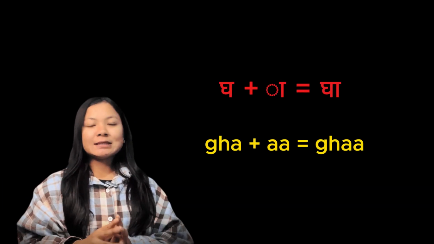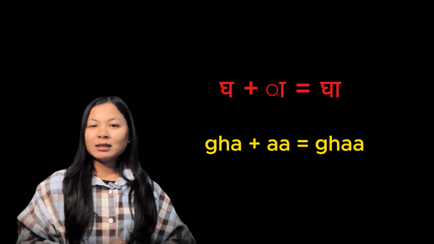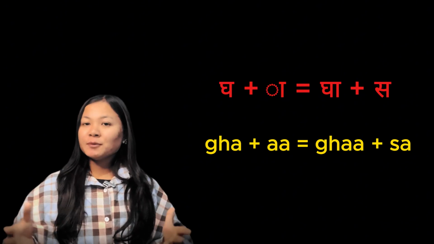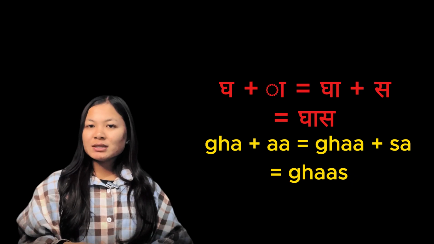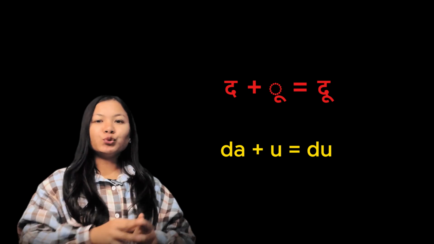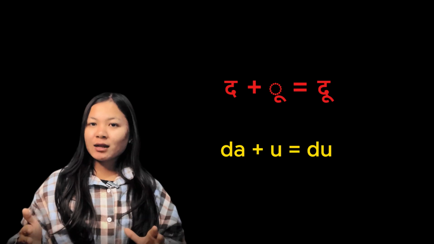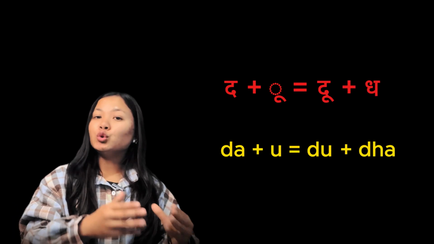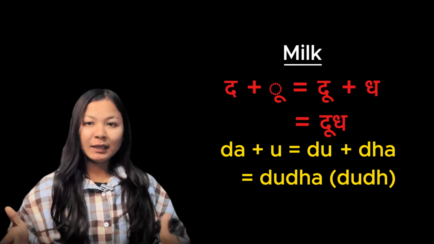Ka plus a, ga. And we add the letter sa. It becomes gas. Gas, which means grass. Da plus u, do. And we add the letter da. The word becomes doodh. Doodh, which means milk.